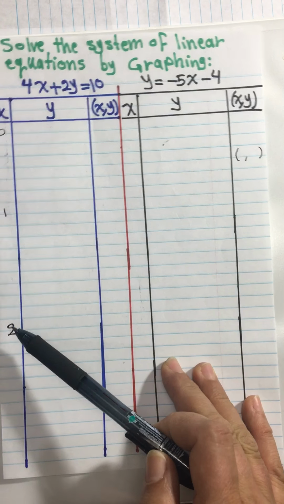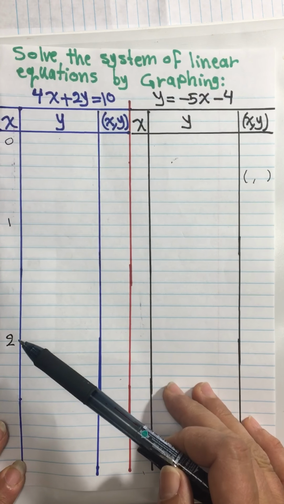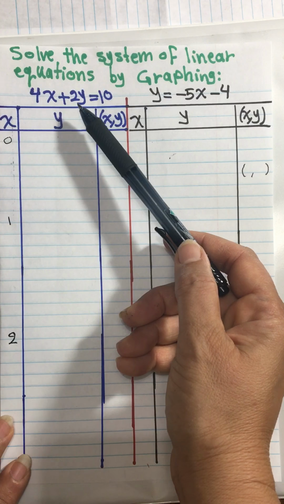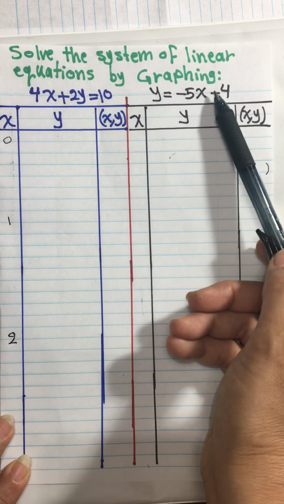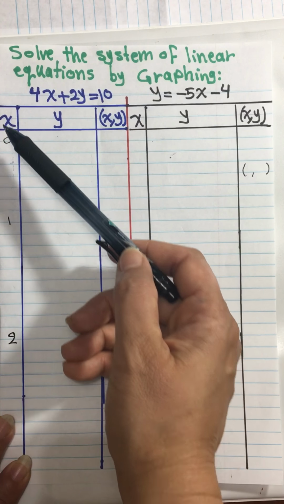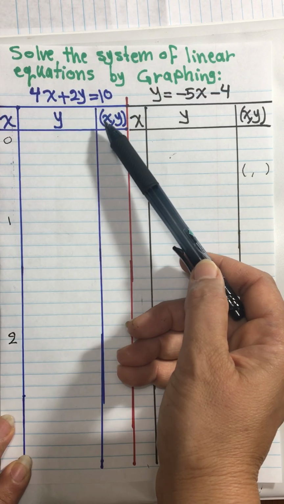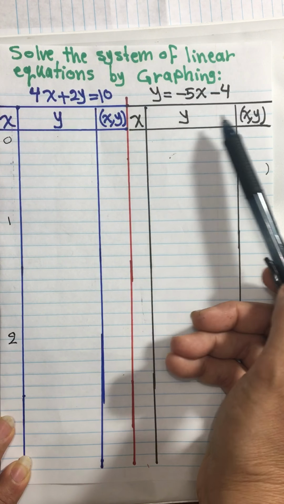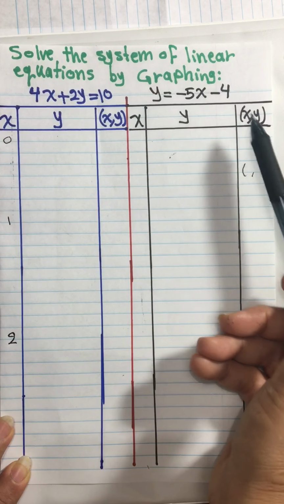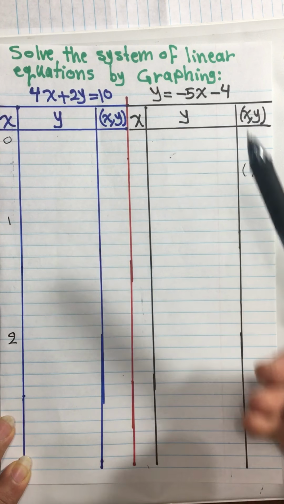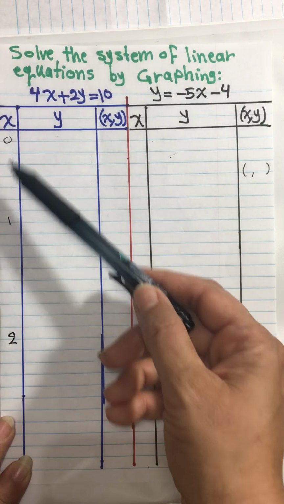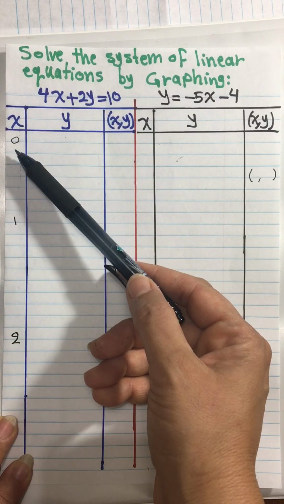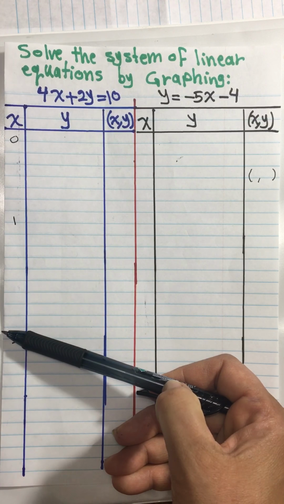So first step, I'm going to make two tables. The first table, the blue table, is for the first equation, and the black table is for the second equation. The first table has x, y, and xy, the ordered pairs. And the second table has the same thing. I'm going to pick three numbers from the x-axis for x. So I can pick 0, 1, and 2.